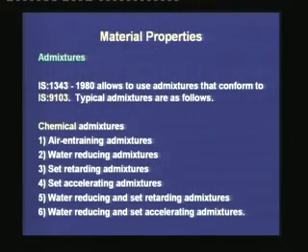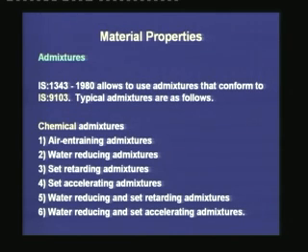Again, the bottom line is that there should not be any deleterious material which may reduce the bond and the hydration of the cement, and also which may affect the corrosion of the steel reinforcement. In addition to these four constituents, some admixtures may be added to concrete. IS 1343 allows the use of admixtures that conform to IS 9103.